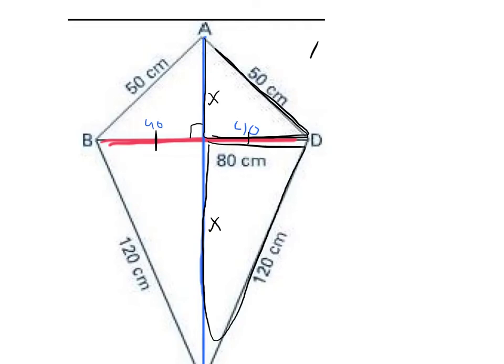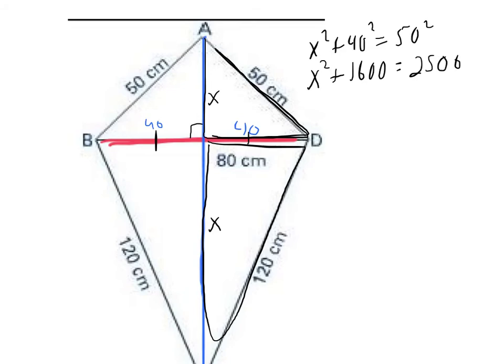So the first one would have x squared plus 40 squared equals 50 squared. So x squared plus 1600 equals 2500. I subtract 1600 from both sides. Again, this is 2500. I will get 900. I root that and I get 30. So we have 30 from A to the intersection point.